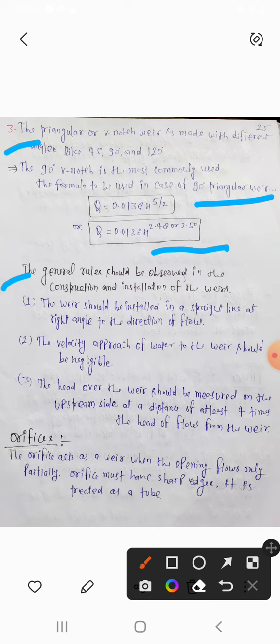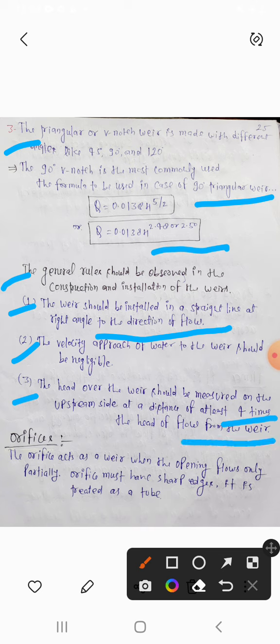The first is the weir should be installed in a straight line at right angle to the direction of flow. This question has two important points. The second point is the velocity of approach of water to the weir should be negligible. And the third is the head over the weir should be measured on the upstream side at a distance of at least four times the head of flow from the weir.